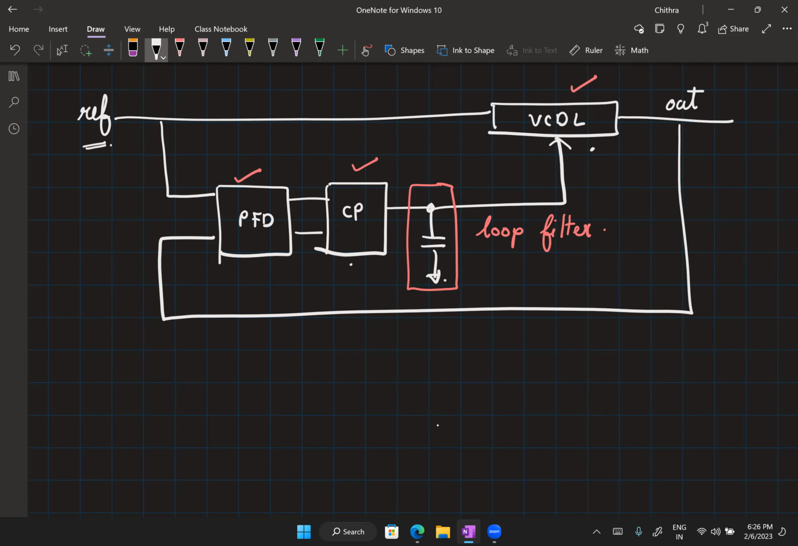Correct. So his argument is that the voltage on this capacitor is free to vary continuously with respect to time. If you look at the signals, these are also continuous waveforms with respect to time. Is there an argument in favor of a discrete time system?